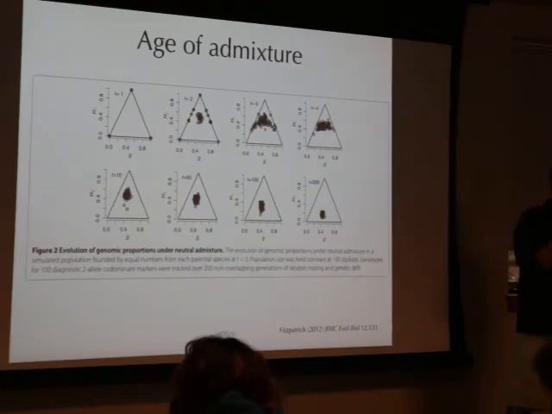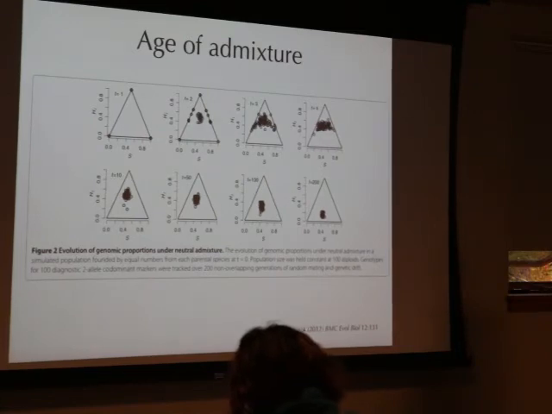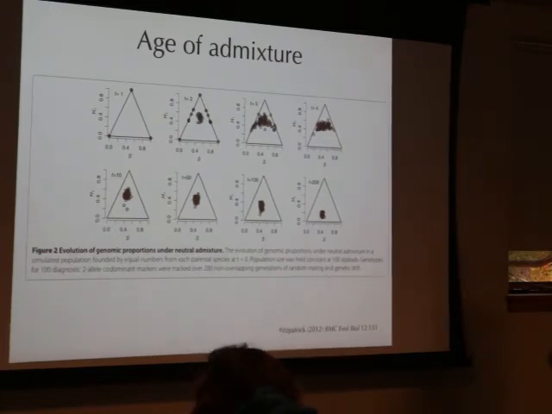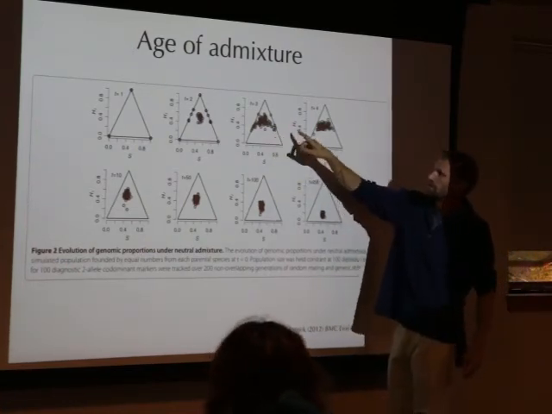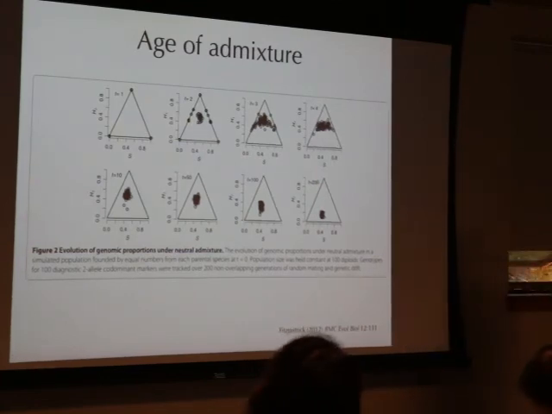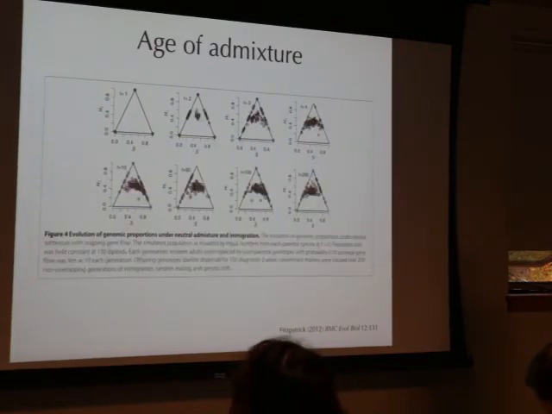And so this is a way to essentially estimate the age of a hybridization event. So if you had two species that hybridized and formed some admixed population, the distribution of admixture and heterozygosity tells you something about how long ago that happened.